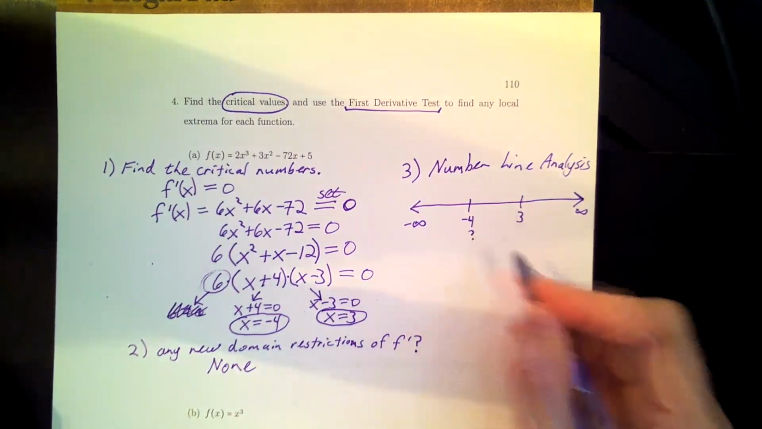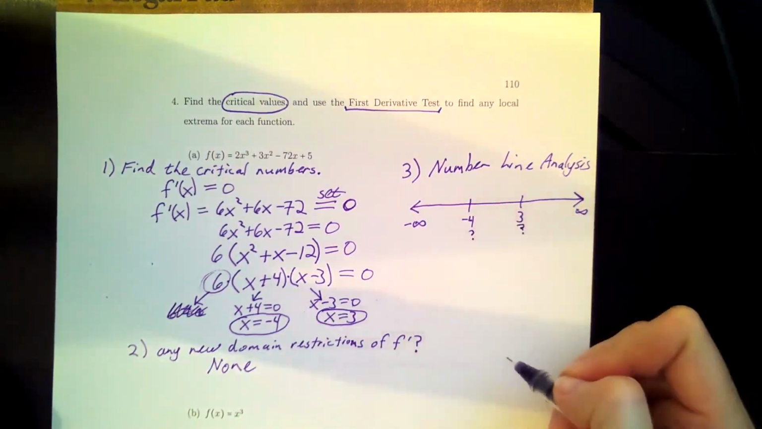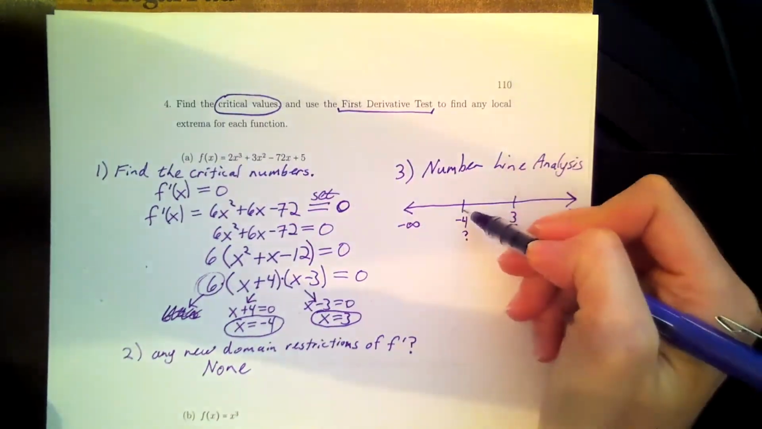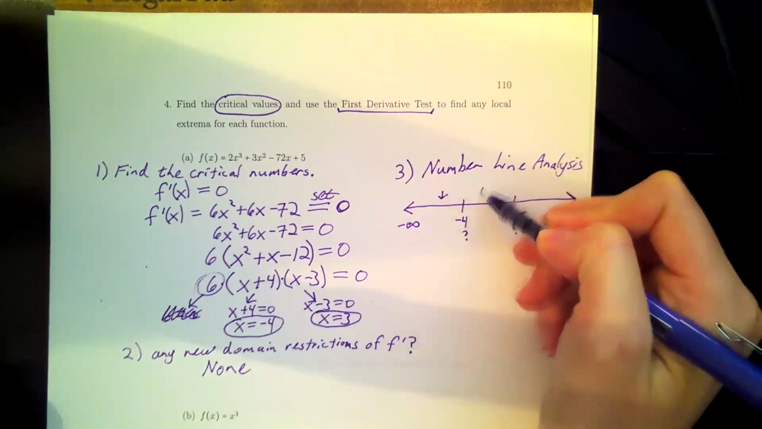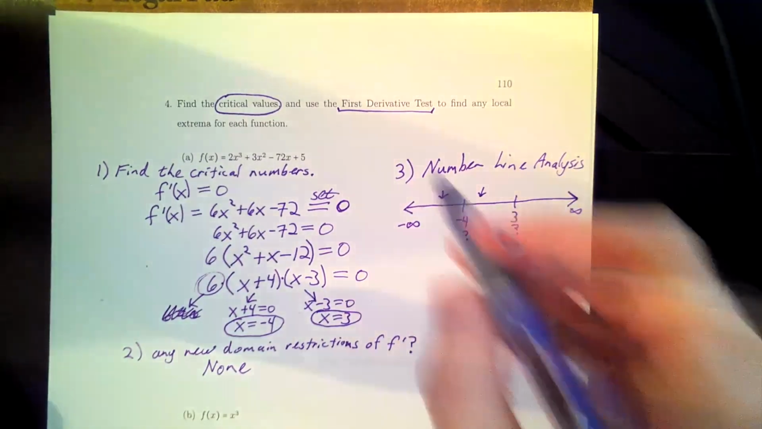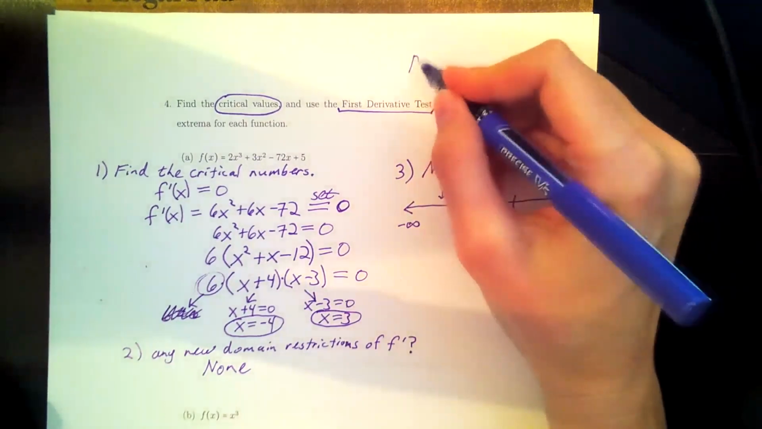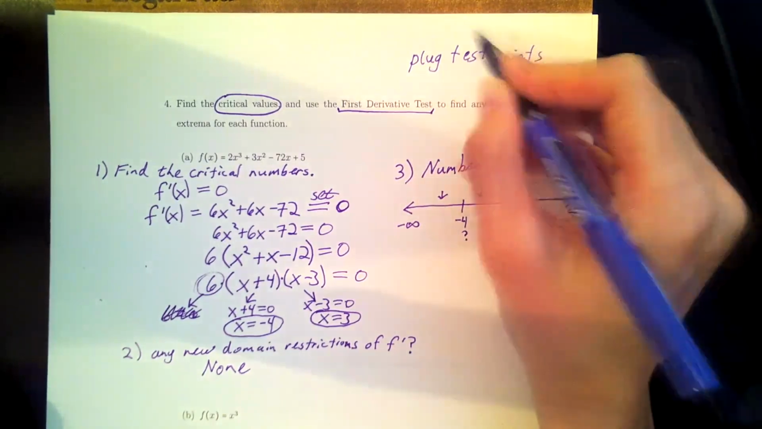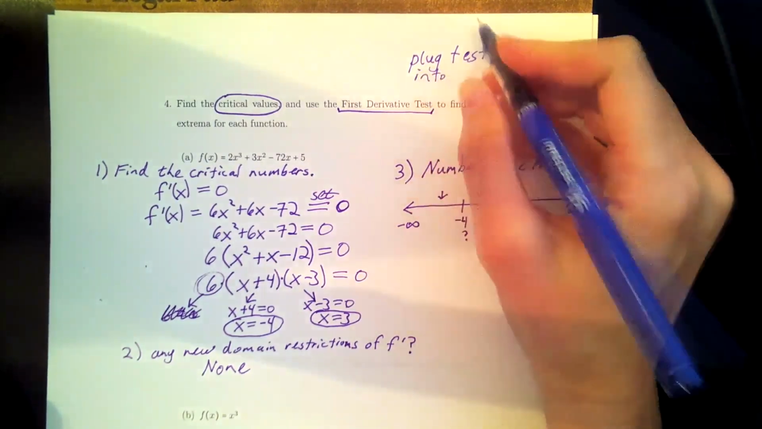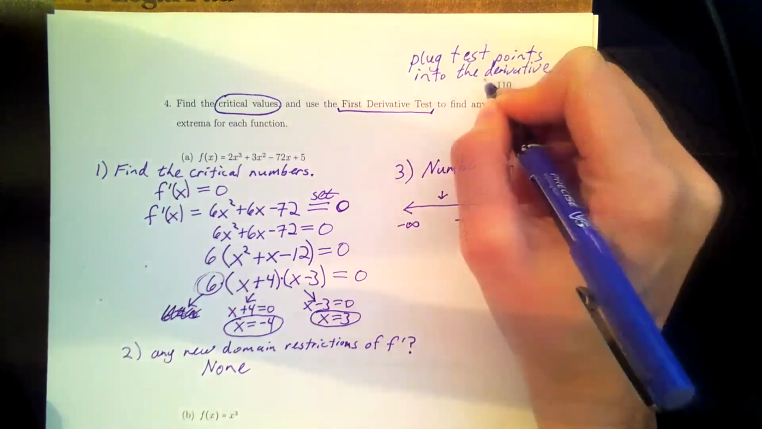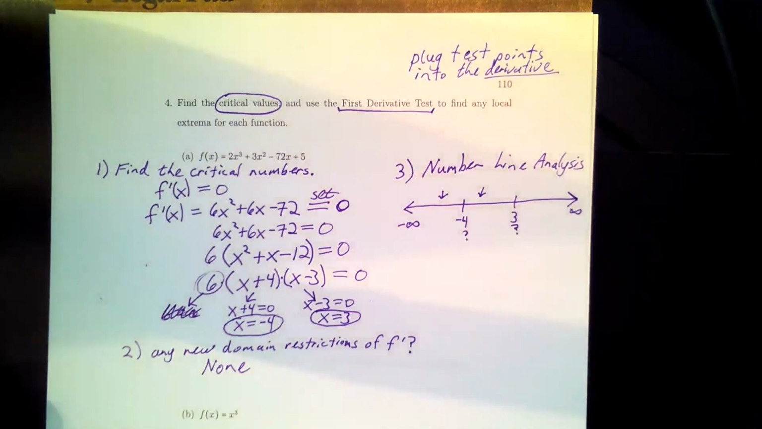So maybe this is a local max or a min. Maybe that's a local max or min. We don't know, but we've got to test them. So what you do is on either side of negative 4, here and here, pick a test point, and you're going to plug that test point into the derivative. So make a note of that. You plug test points into the derivative, not the original function, the derivative, because that's what the derivative does. It tells you where your function is increasing or decreasing.